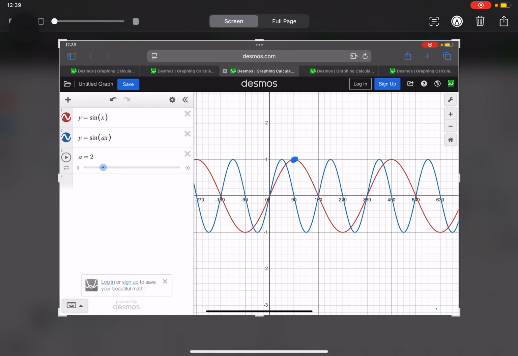The point that was previously here at (90, 1) has been squashed in to be here at (45, 1). The point that was here at 180, 0 on the original red graph is now here at 90, 0 on the blue graph. So what's happened here is it's squashed in the x direction. We've divided all of the x coordinates by 2. It's an enlargement by scale factor 1/2 because I've divided by 2 in the x direction.